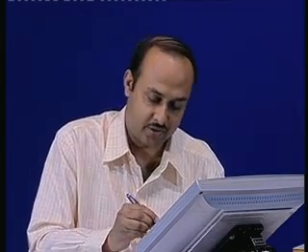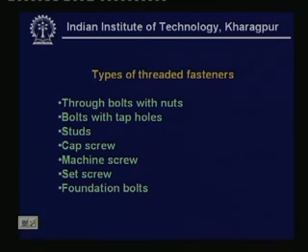So, threaded fasteners are one of the very important kinds of fasteners where, of course, as the name suggests, there are threaded members. In today's machines, most of the machines will have different kinds of threaded fasteners. Normally, a rough estimate is that about 60% of the machine elements now have threads. So, we are going to discuss different kinds of threaded fasteners in today's lecture. First of all, let us see what the different types of threaded fasteners are.